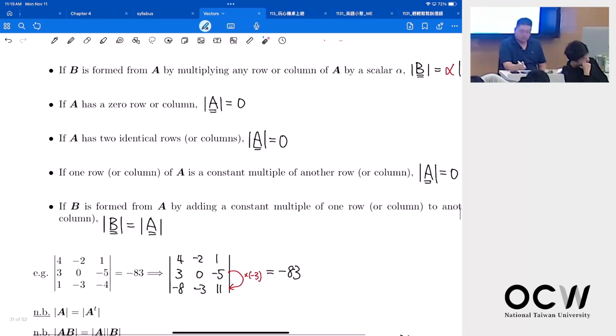Okay, so if you change these 2 rows, and then this one and this one, I also change that, then their determinant should be the same, because you change rows 2 times. Or you try to get, using this property, a 0 row, then your determinant is 0. Okay.